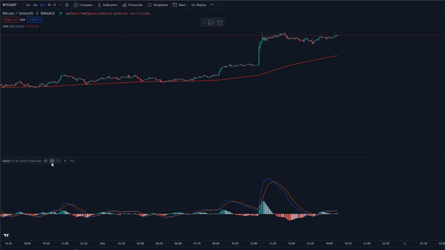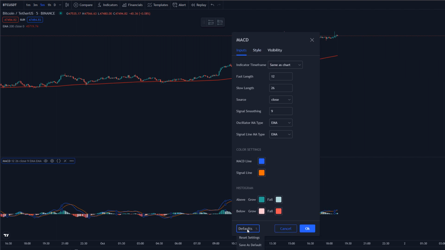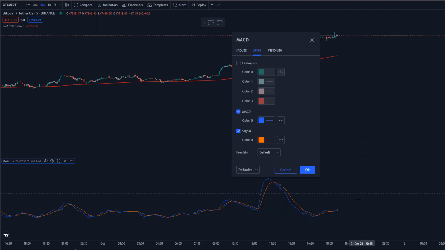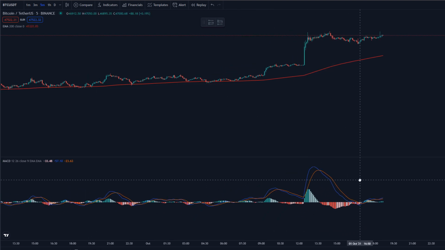The MACD is on the current settings. These are all default, so if you change something you can always go back to reset settings on the bottom left. I don't know if you can see it, but reset settings here. Yeah, it's all default. You can also turn off the histogram for this one, but for me it's nice to see where the zero line is. Because the zero line is where the trend is going to switch according to the MACD.